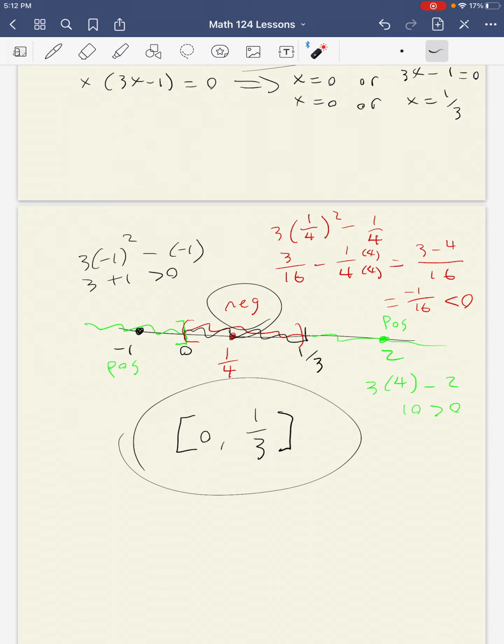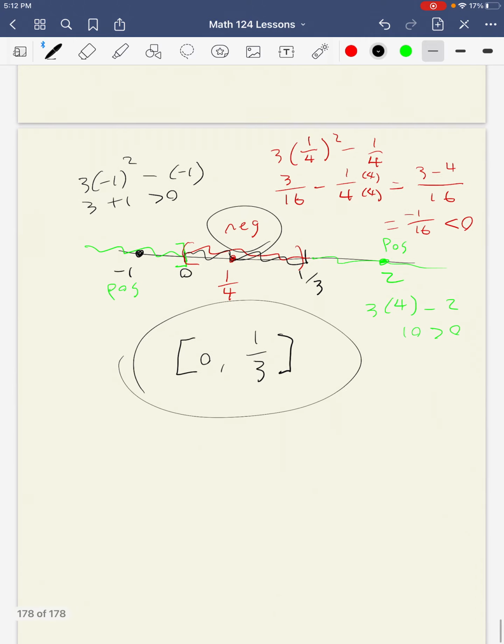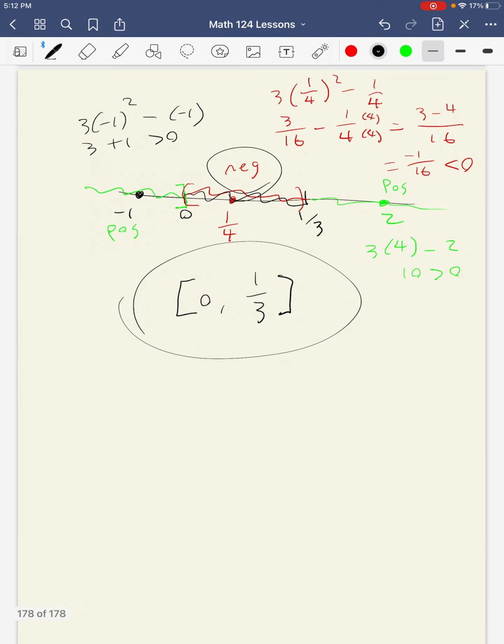So let's move on now to some rational inequalities. And these ones are a little more difficult because we have not yet done too much graphing with rational equations, but that's okay. We could still do a similar test.